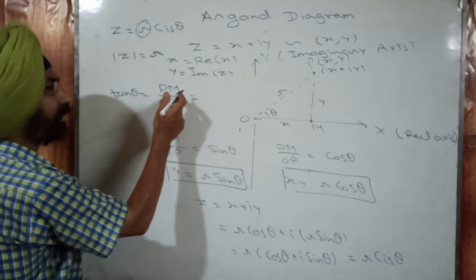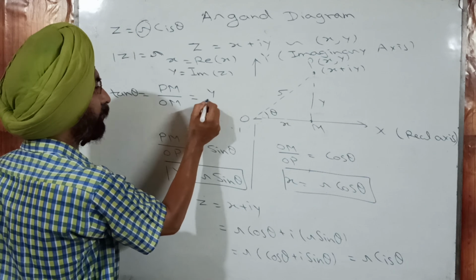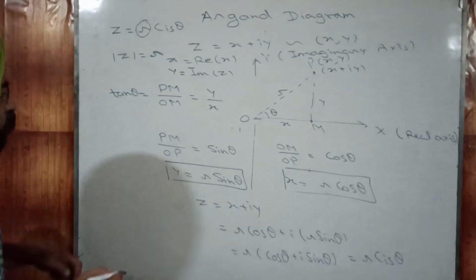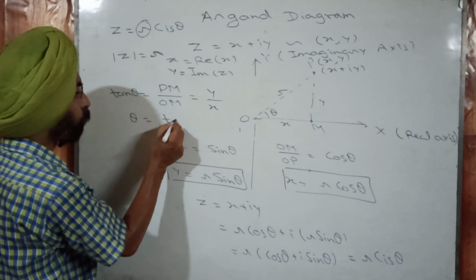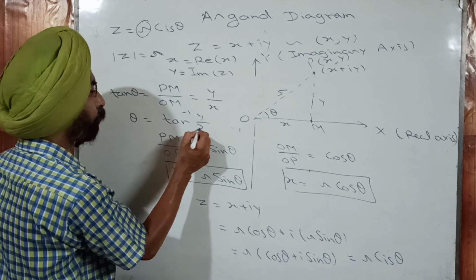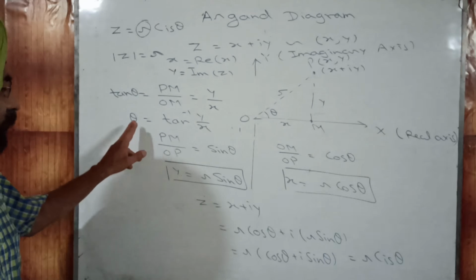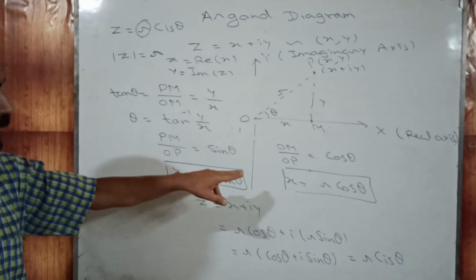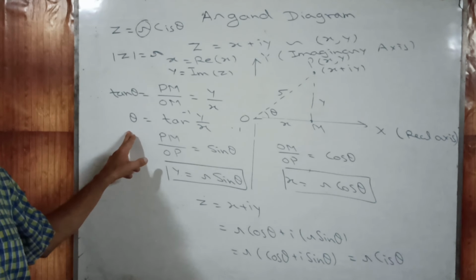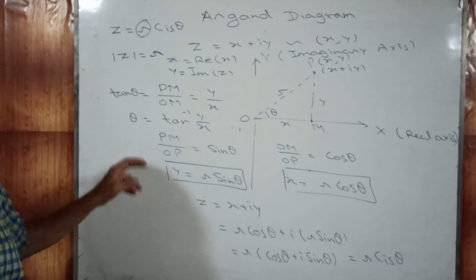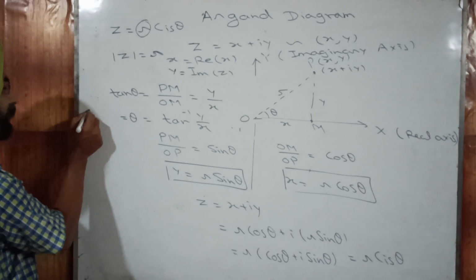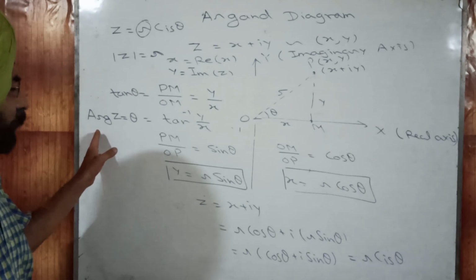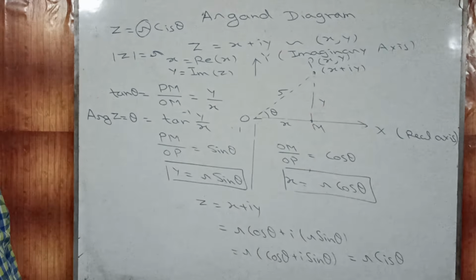Now PM is the distance y over OM is the distance x. So what is your theta now? Your theta is now tan inverse y upon x. And this theta, when a number z is represented in the polar form r cis theta, is called the argument of the complex number z, and we usually denote it as arg of z. That means argument of z is tan inverse y over x.